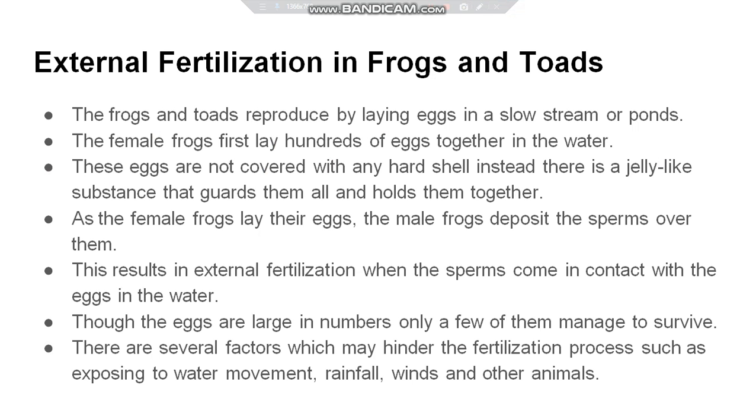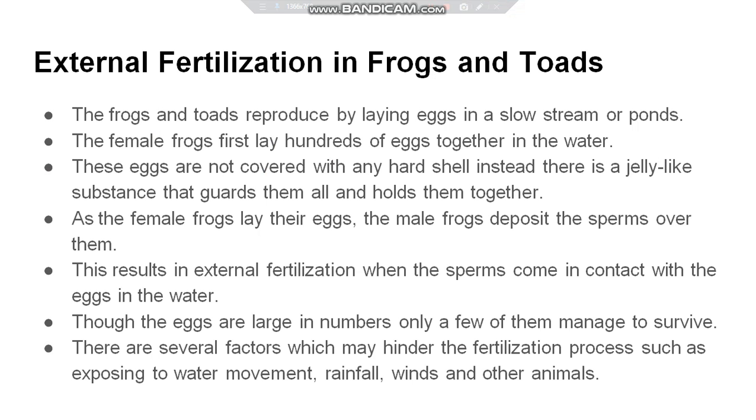In this video, we are going to discuss in detail about external fertilization and internal fertilization. So first, let us focus on external fertilization in frogs and toads. The frogs and toads reproduce by laying eggs in a slow stream or pond.